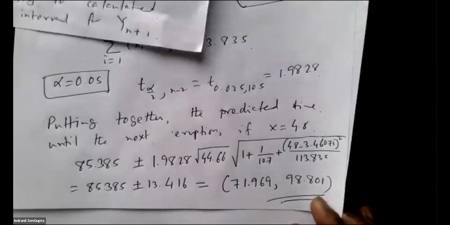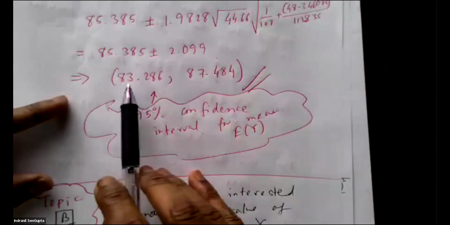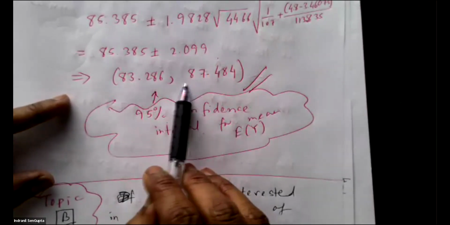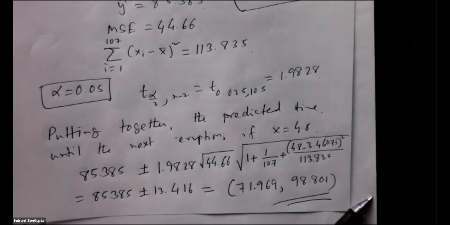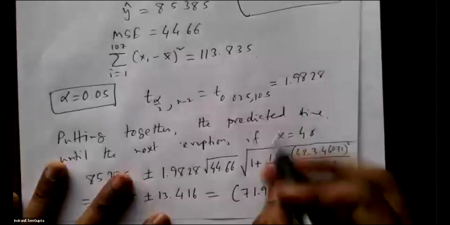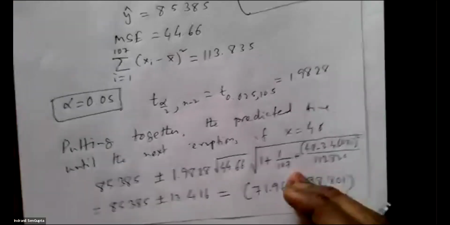Now I would like you to see the difference. Let's look at the previous results. The interval for the average was between 83.286 and 87.484, but now we are getting a much bigger interval, and typically that is the case. For a given value of x for the predictor, the prediction interval for a new observation is always longer than the corresponding confidence interval for the mean. That's because there is an extra term.